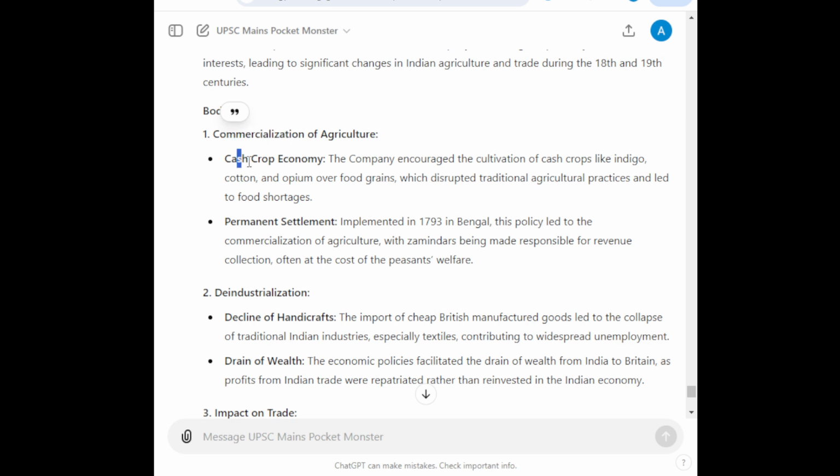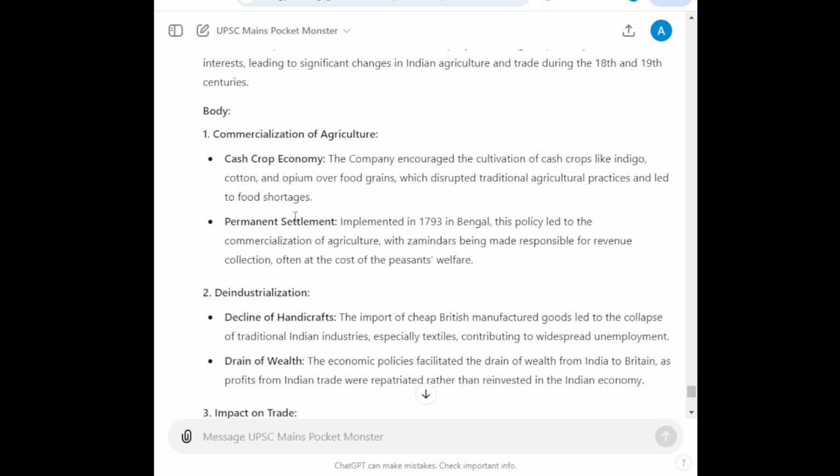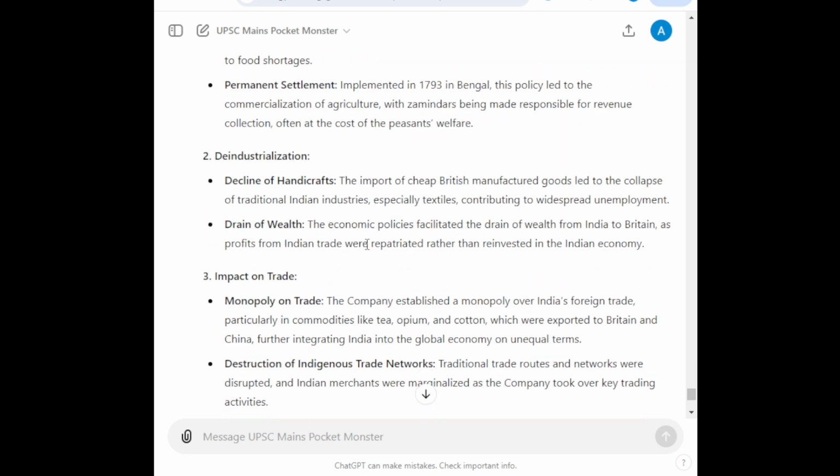Cash crop economy. The company encouraged the cultivation of cash crops like indigo, cotton, opium over food grains, which disrupted the traditional agricultural practices and led to food shortages. And permanent settlement, implemented in 1793 in Bengal. This policy led to the commercialization of agriculture, with zamindars being made responsible for revenue collection, often at the cost of the peasants' welfare. We'll ponder on these points once again.